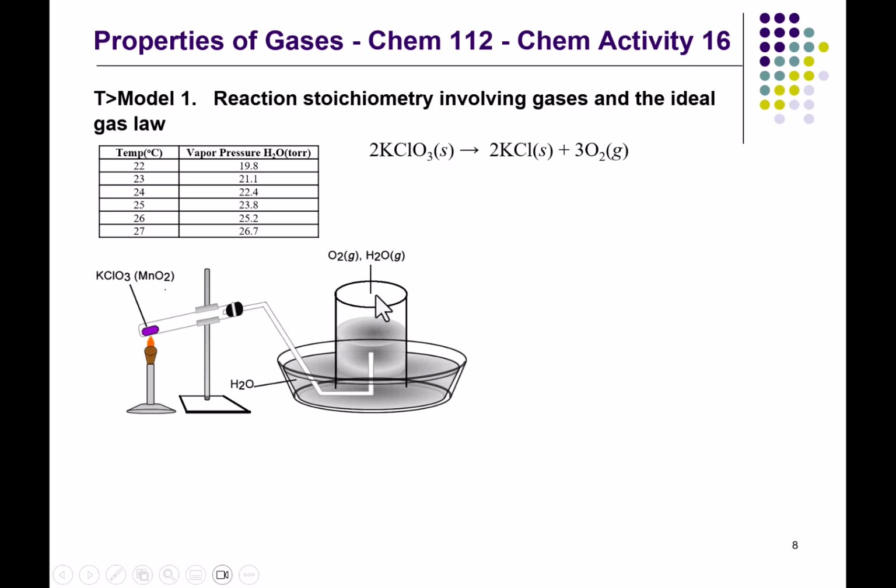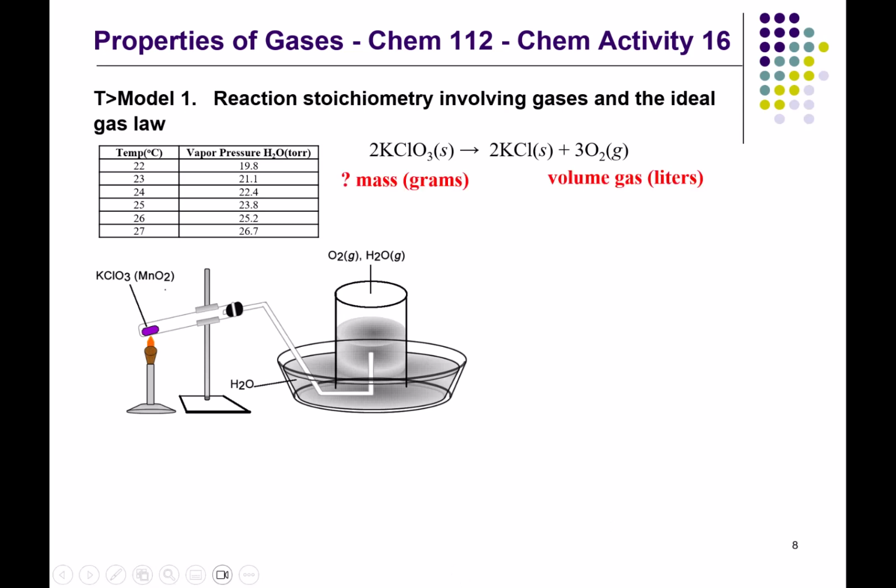So here we have a chart, more information than we actually need, but at a temperature of 22 degrees Celsius, the vapor pressure of water, as I say, is a constant, is a known, 19.8 torr. This vapor pressure only depends on the temperature. Let's see what other information we have.